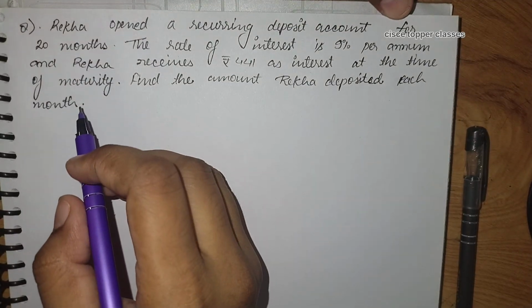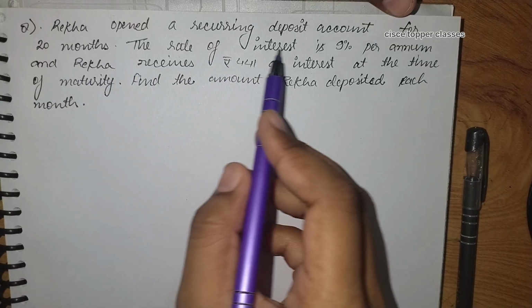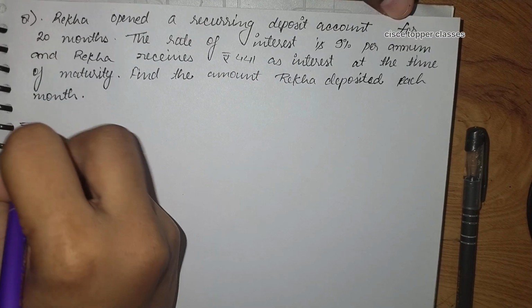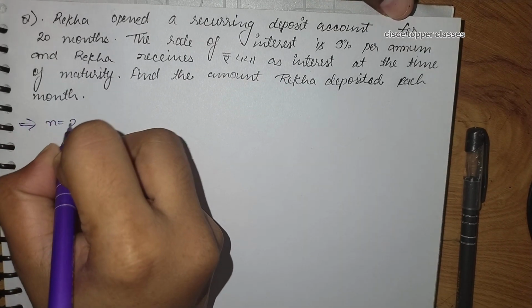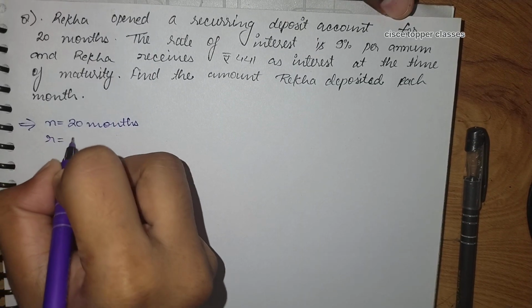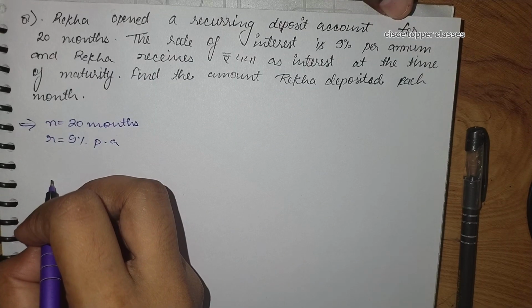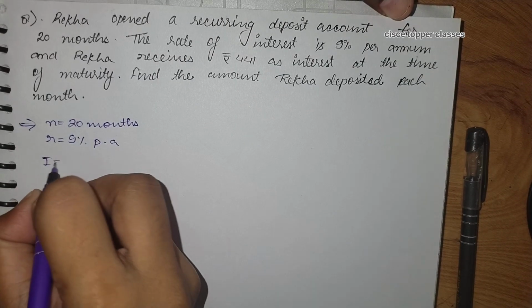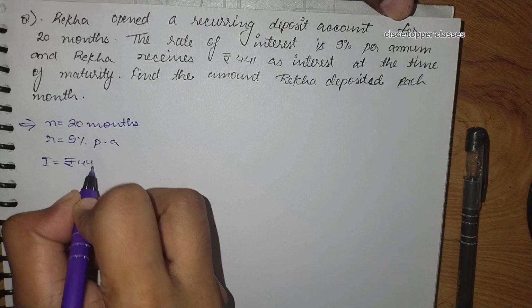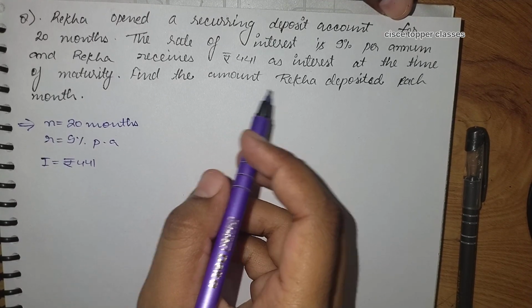Let us solve question number 8. Rekha opened a recurring deposit account for 20 months. The rate of interest is 9%. So firstly we will write 20 months, the value of n. Rate of interest we will write as 9% per annum, and Rekha receives rupees 441 as interest, meaning the value of interest is rupees 441 at the time of maturity.